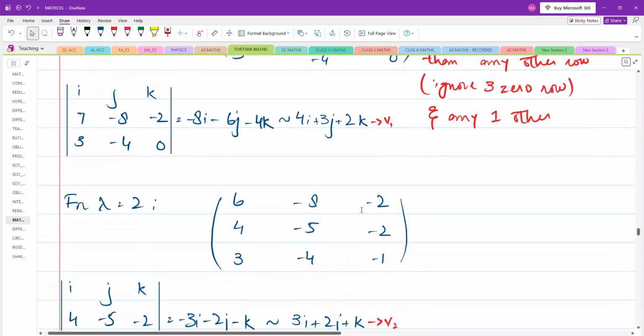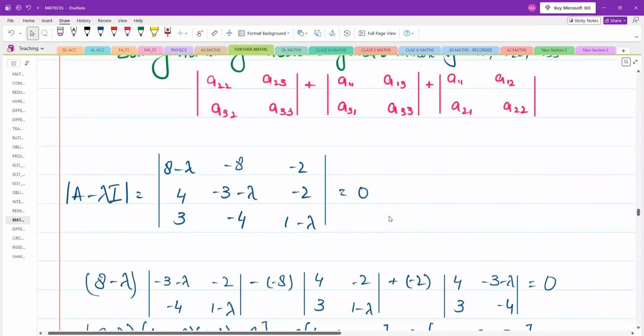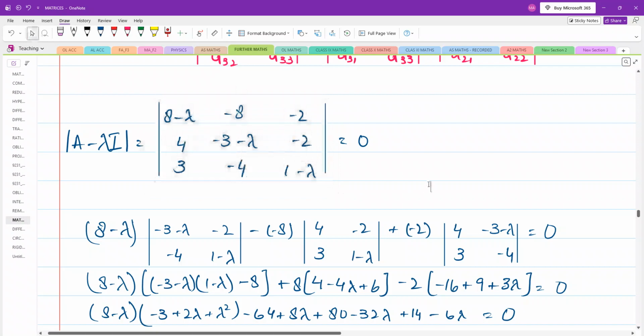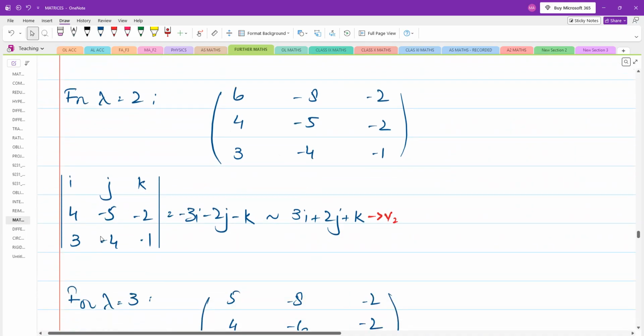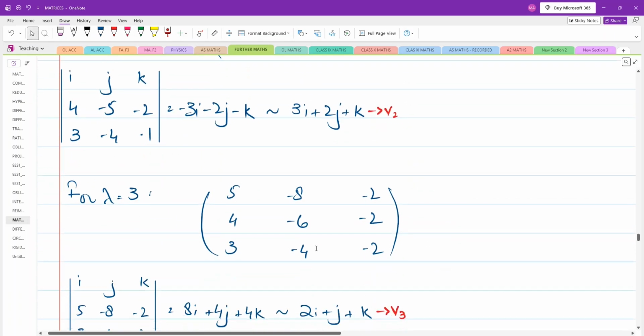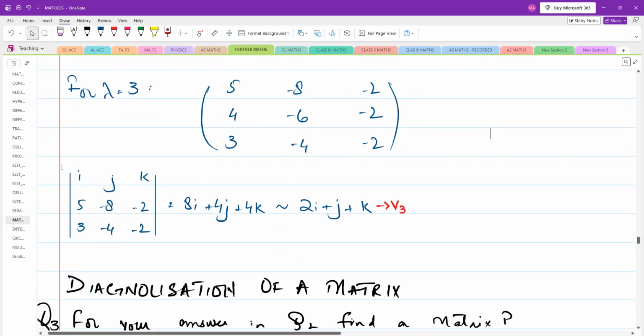So for lambda equals 2, essentially we are going to be subtracting 2 from this matrix now. We will get this, and then we can just pick any two rows, find the vector product. This is what we got. I changed the sign to make it this. Lambda equals 3. This is what we get. Pick any two rows, find the vector product. We get this. Divide by 4 because all these numbers are a multiple of 4. We get the third eigenvector.